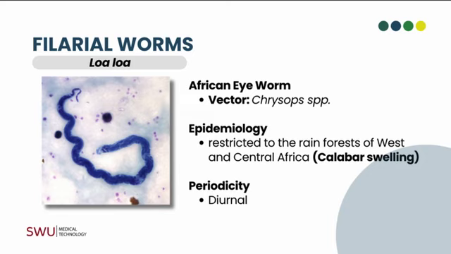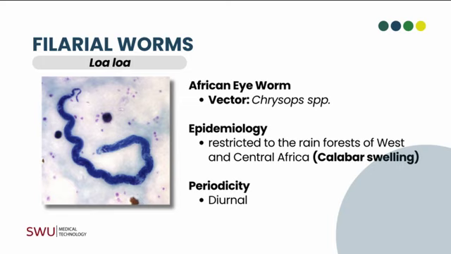Epidemiologically speaking, the parasite is restricted to the rainforests of West and Central Africa. In fact, one of its clinical manifestations, the Calabar swelling, is a reference to an area in West Africa called Calabar, where the adult worm was first described from a subcutaneous swelling of the eye of a woman.